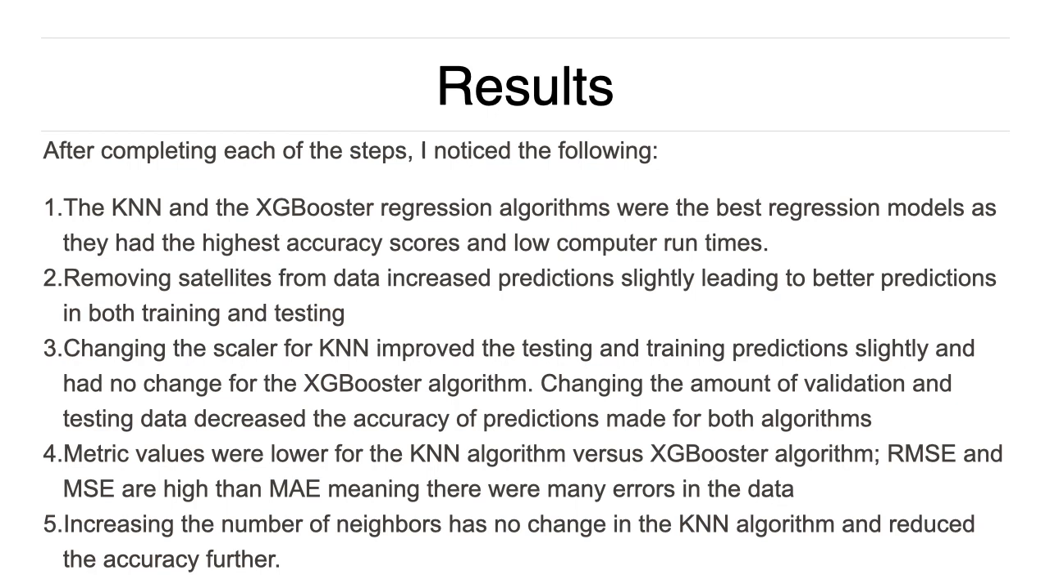Then afterwards, I determined metric values that include MAE, MSE, and RMSE. All of the values for the KNN algorithm were much smaller in comparison to XGBooster. And then more importantly, the RMSE and MSE were higher than MAE, and that showed me that there were a lot more errors in the data than I thought originally. Finally, I tried to increase the number of neighbors in the KNN algorithm to see if I could increase the accuracy, but it failed.